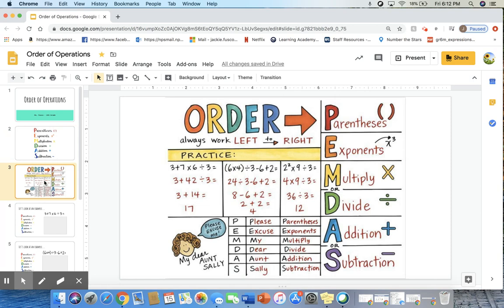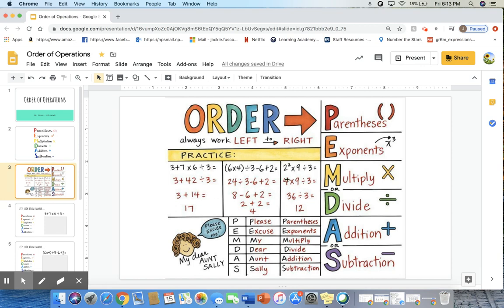So I really love this slide because it kind of goes into it a little further. It says the first thing you need to do is look at, are there parentheses? And then solve those parentheses. The second step is, are there any exponents? And solve the exponents. Then you're going to look at, can you multiply or divide? So multiply and divide happen at the same time. That's when you're going to work from left to right. Same thing with addition and subtraction. When you solve those next, if there's both addition and subtraction, you're going to solve them from left to right.